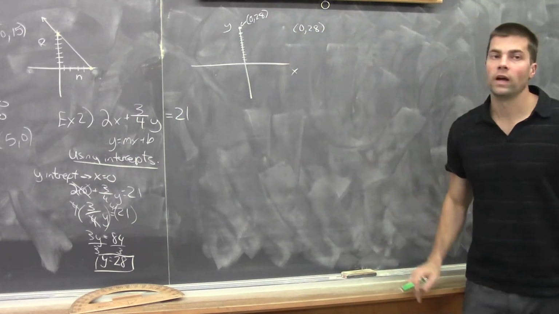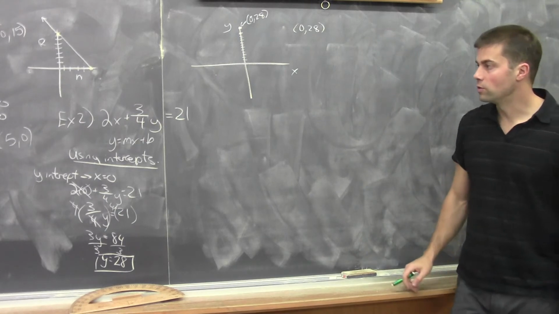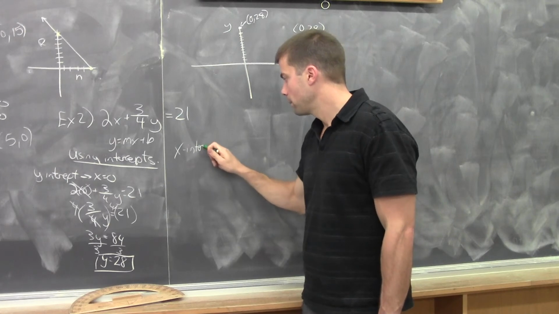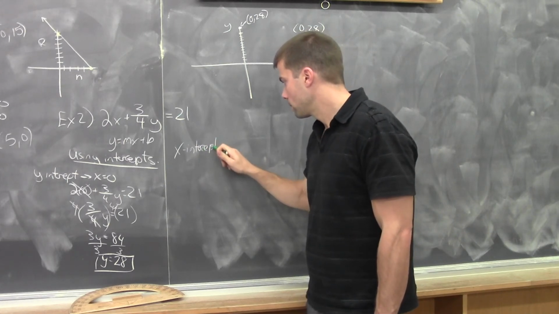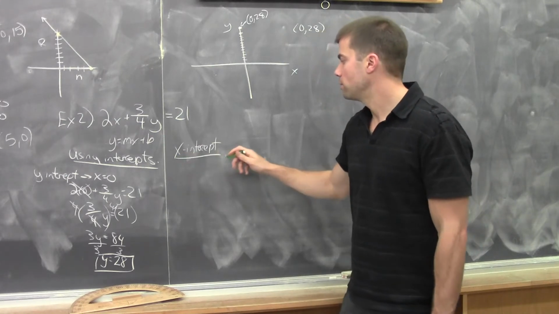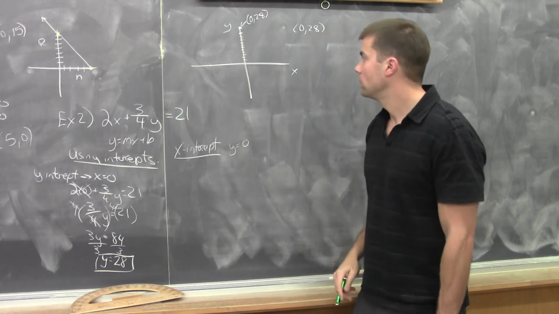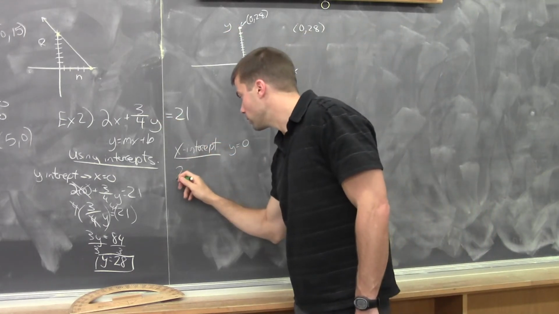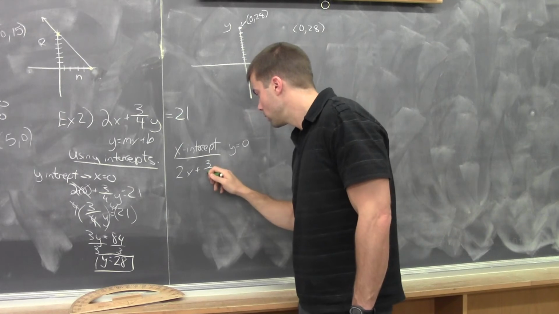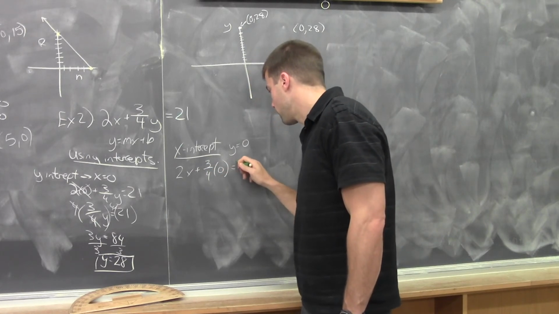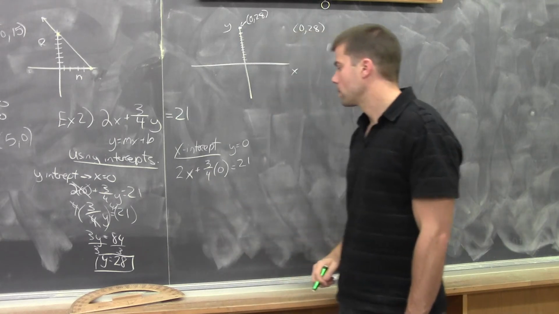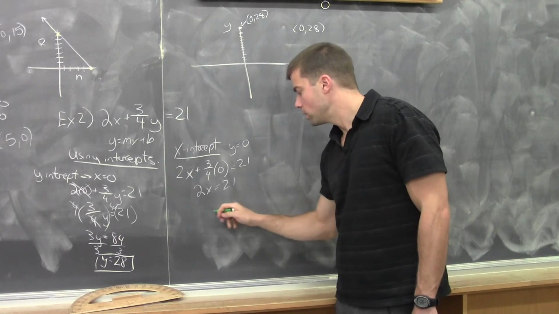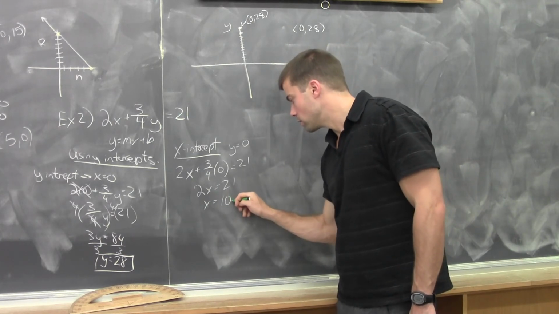Now I need to find out what my x-intercept is going to be. In order to do that, I sub in 0 for y. So here's my x-intercept now. So y is equal to 0. Right, where does it cross the x-axis? Well, it crosses when y is 0. So I sub in y is 0 here. That gives me 2x is equal to 21. X is going to be equal to 10.5.